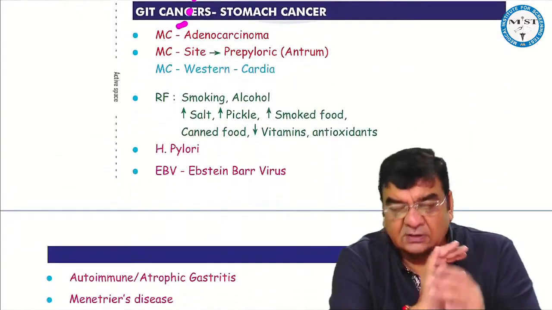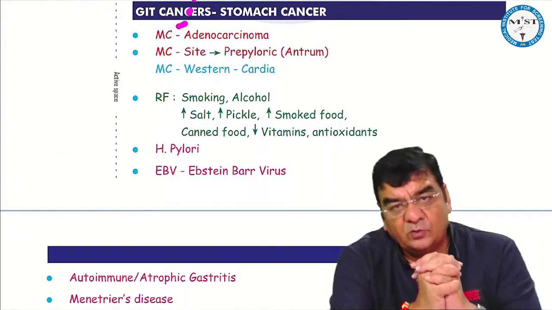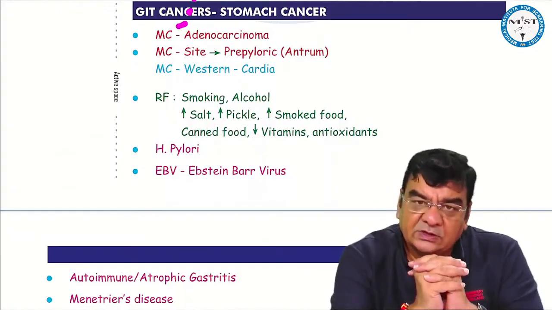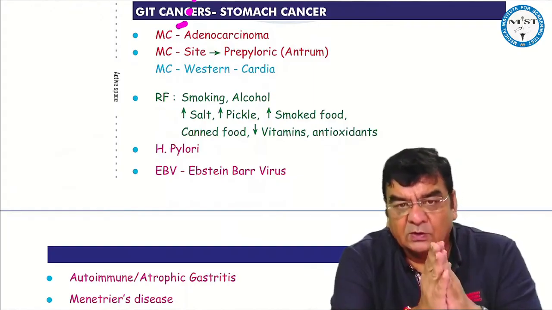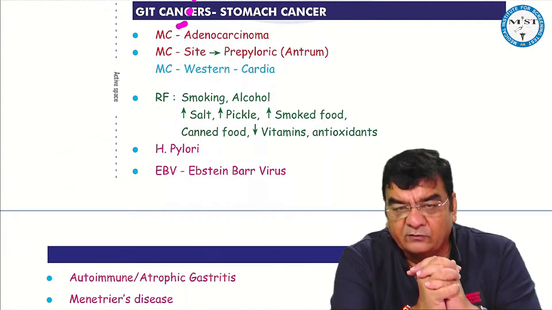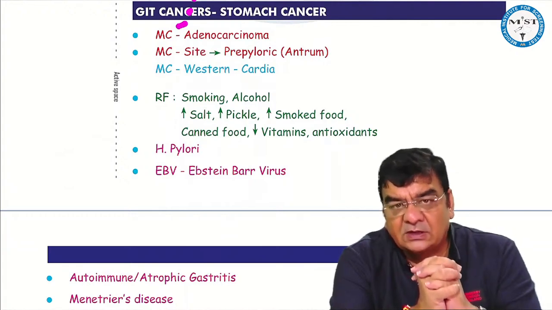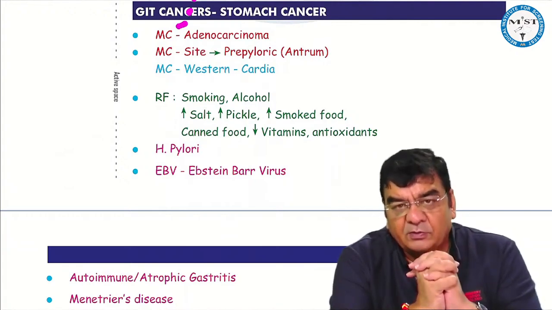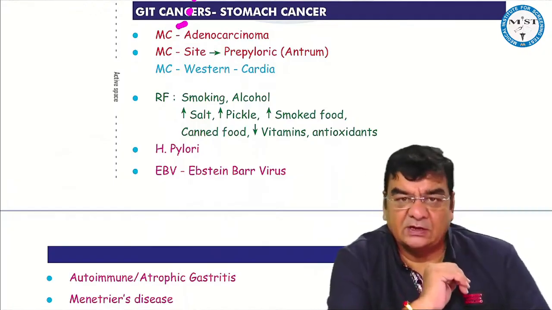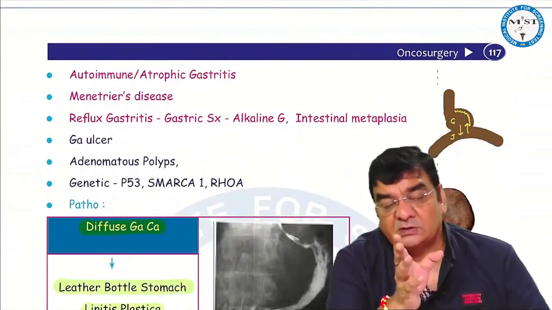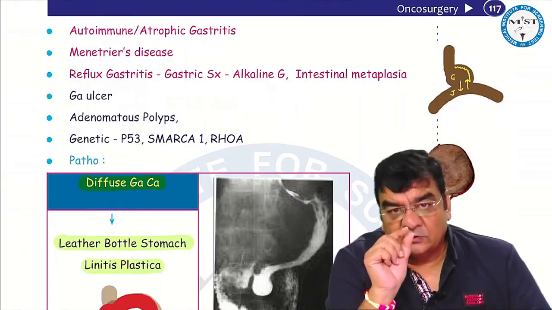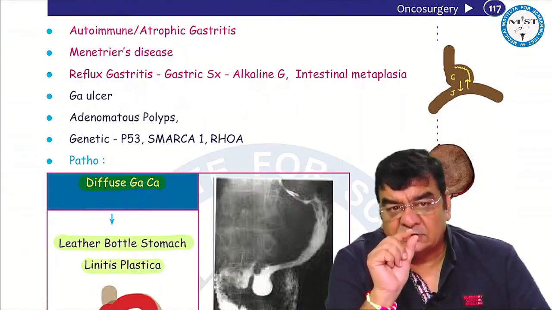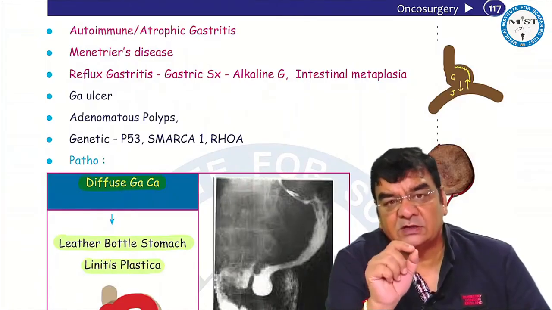If we look at stomach cancer, it will be adenocarcinoma. Most commonly, prepyloric region. In Western countries, cardia of the stomach. The risk factors for stomach cancer: smoking, alcohol, salt, pickles, smoked food, canned food, less vitamins, antioxidants. Bacteria, Helicobacter pylori is the main culprit. Epstein-Barr virus can cause stomach cancer. HPV can cause oral cancer and sometimes even esophageal cancer, anal cancer, cervical cancer, right? So areas near the natural openings of the body, HPV is a common culprit for cancers. But stomach cancer, it is not HPV, it is EBV.